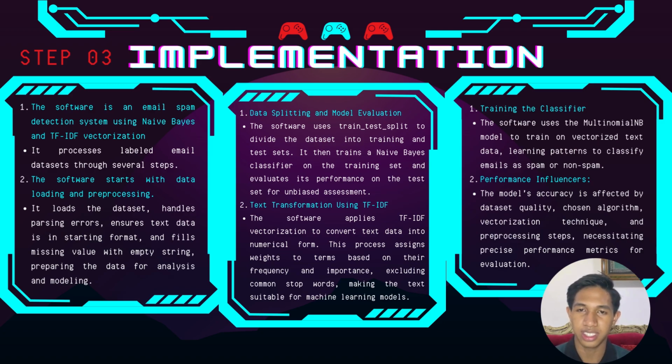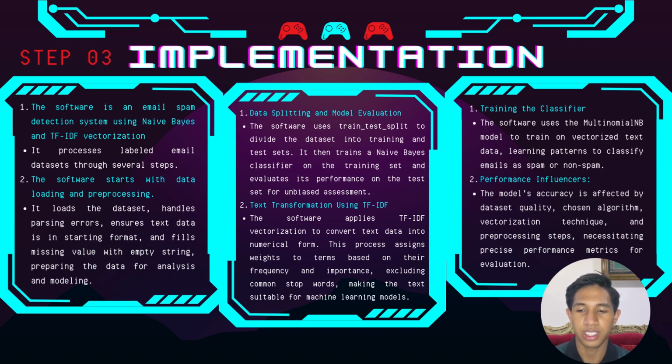Next, text data vectorization. The text data is transformed into a numerical representation using TF-IDF vectorization. This process converts the text into a format suitable for machine learning algorithms by assigning weights to each term based on its frequency and importance to the dataset. Stop words in the English language are excluded during vectorization. Afterward, model training. The software trains a naive Bayes classifier, MultinomialNB, on the training data using the fit method.